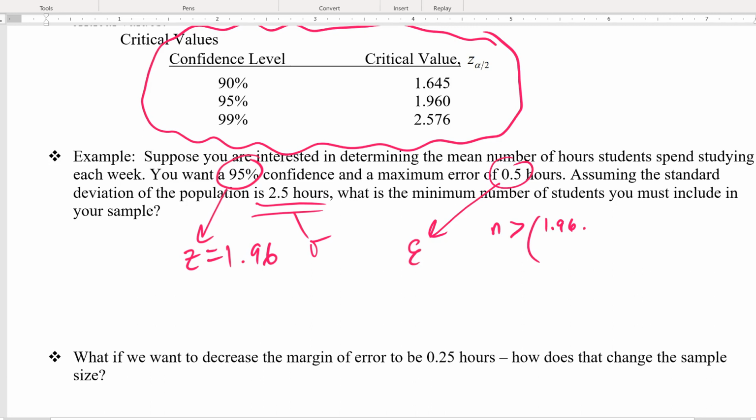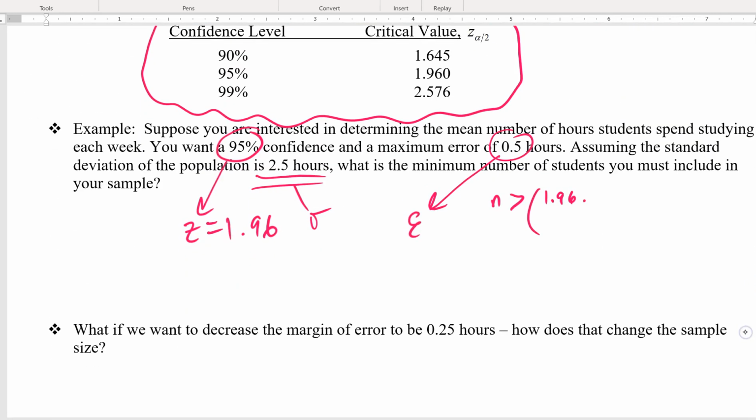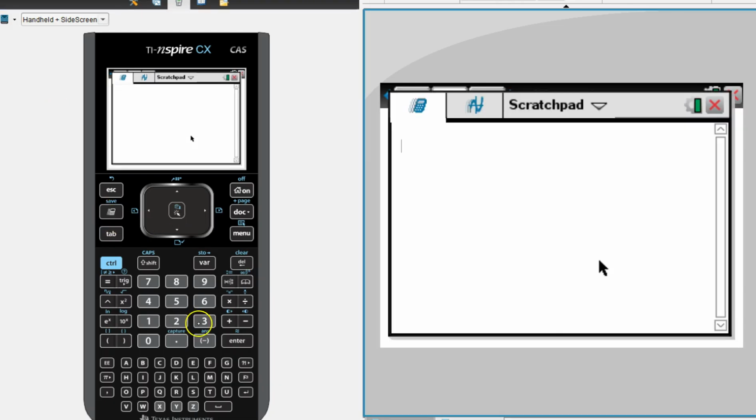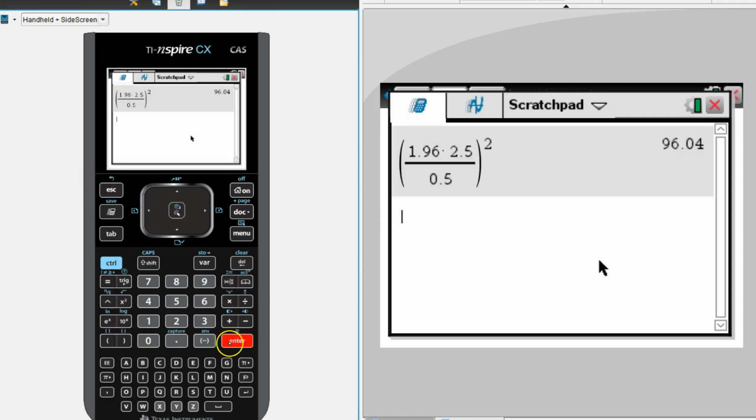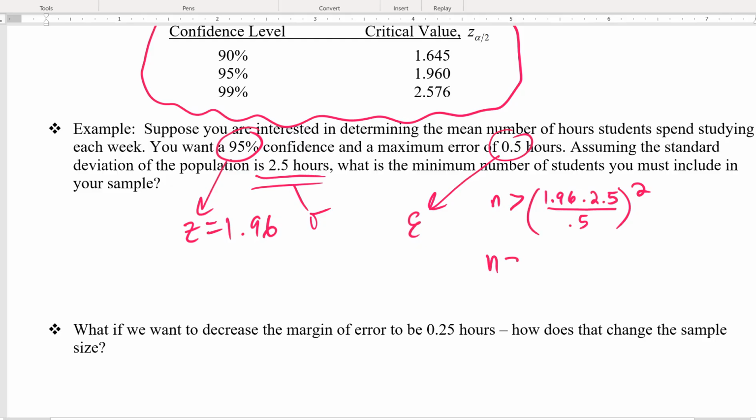So I say, well, n needs to be greater than the z-score times sigma over the error, and all squared. So I'm looking at 1.96 times 2.5 divided by 0.5, and then the whole thing is going to be squared. So 96.04. What does this mean? 96 people won't do, right? I need more than that. We will always round this up. Always round this up because we're saying n needs to be greater than this.